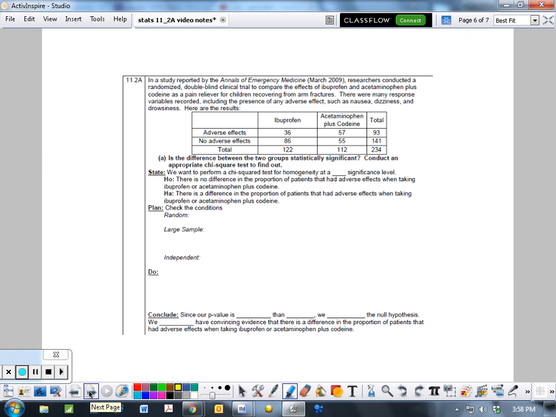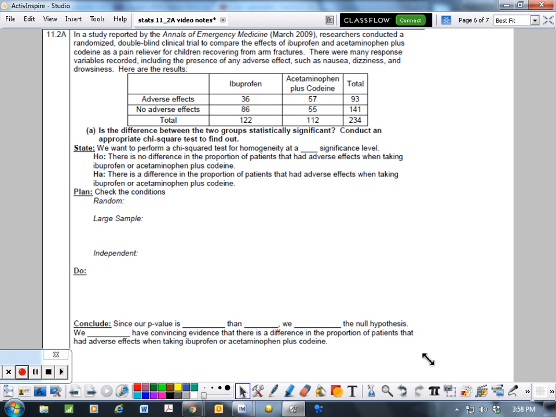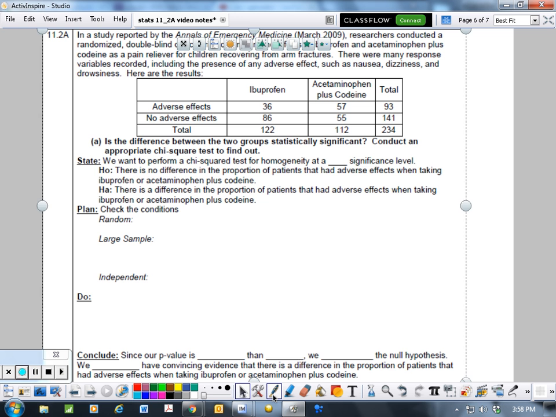So, for example, let's blow that up a little bit. There we go. So, for example, in a study reported by the Annals of Emergency Medicine, researchers conducted a randomized, double-blind clinical trial to compare the effects of ibuprofen and acetaminophen that has codeine in it as a pain reliever for children recovering from arm fractures. There were many response variables recorded, including the presence of any adverse effect, like nausea, dizziness, or drowsiness. And the results that we have are right here.